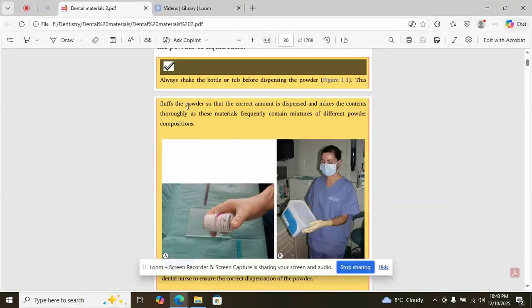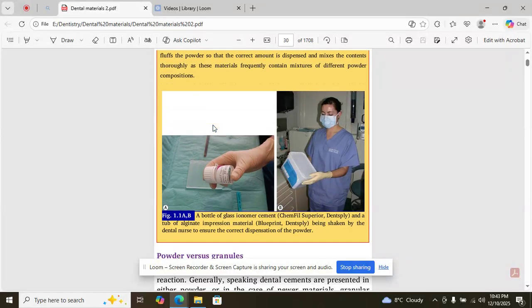This fluffs the powder so that the correct amount is dispensed and mixes the contents thoroughly, as these materials frequently contain mixtures of different powder compositions. A bottle of glass ionomer cement, Chemfill Superior, Dentsply, and a tub of alginate impression material, Blueprint Dentsply, being shaken by the dental nurse to ensure the correct dispensation of the powder.